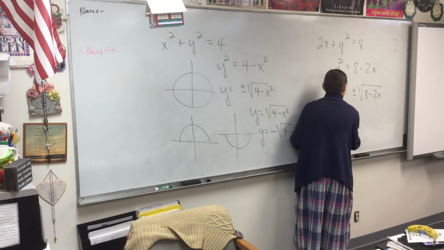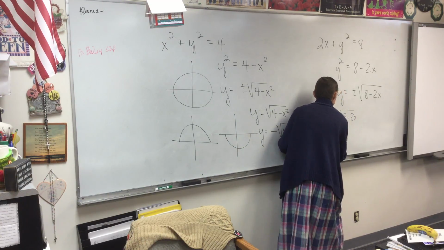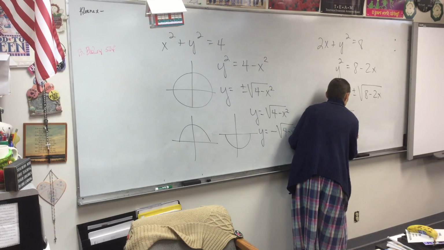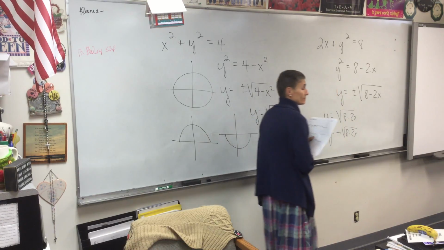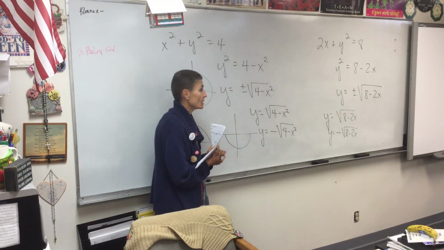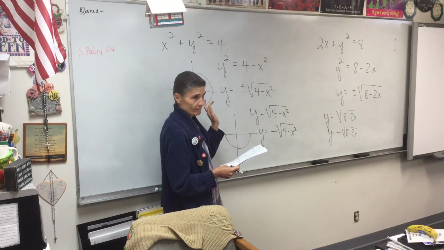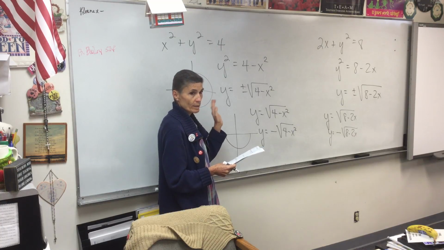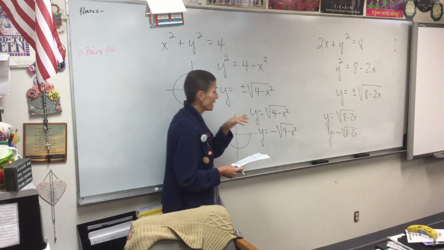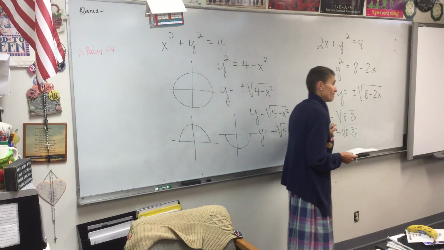One is the square root of 8 minus 2x. The other one is negative the square root of 8 minus 2x. No, no, no. Do not do anything. We are done. You cannot simplify these.